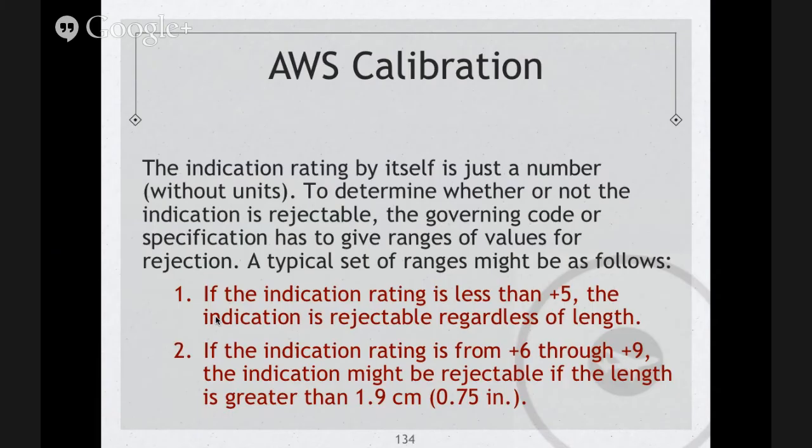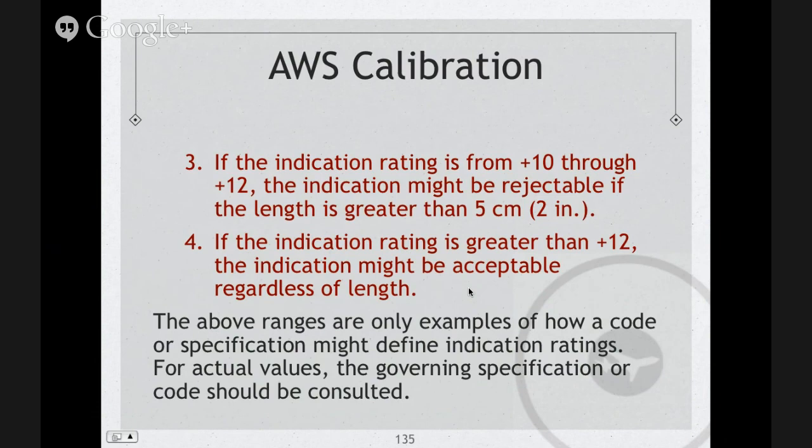The indication rating by itself is just a number without units. So to determine whether or not the indication is rejectable, the governing code or specification has to give ranges of values for rejections. A typical set of ranges might be as follows. An indication rating less than 5, the indication is rejectable regardless of the length. So you just have to follow the table. Whatever indication rating you give it, you look at the table, and your specs should tell you whether it's going to be acceptable or not. These are just examples of how the code or specification might define the ratings.